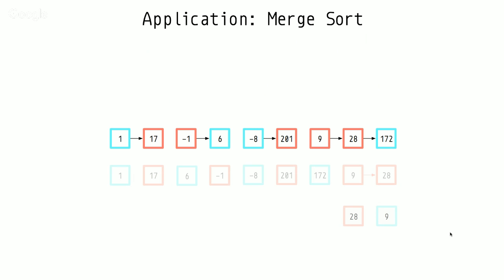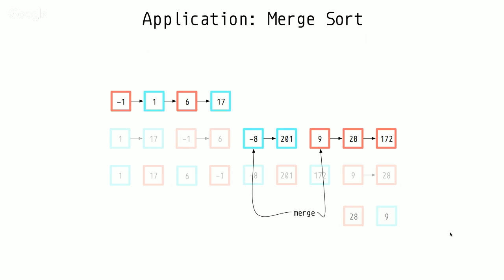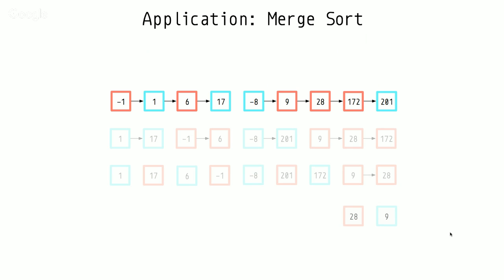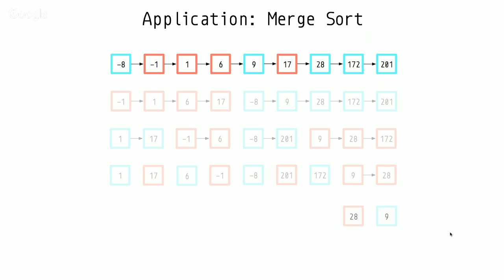And from here, we're basically just going to do the same thing over again. We're just going to pair up the lists in the same way that we did before and merge them together. So we'll start with the one on the left. We get -1, 1, 6, 17. And then we'll do it again with the other side, and we get -8, 9, 28, 172, and then 201. And now we've just got two lists left to merge. And once we finish that, we put everything together, and the list is sorted.